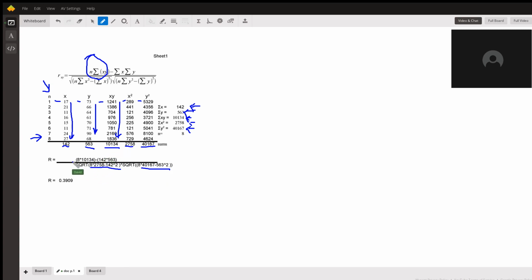If you take these values as I've written them here, they work quite well with Excel. You can plop them in and it'll do the numbers for you, or you can do it by hand. The bottom line is that R is equal to 0.3909. And this is the by-hand method of getting the answer we're looking for. So there we have Pearson's correlation coefficient calculated by hand using one of the simplified formulas.